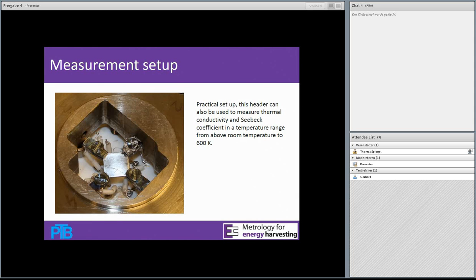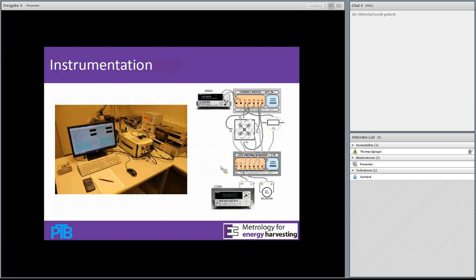The second one is the one you can see outside, close to my poster, where we have some clamps. This is the first version where we had brass clamps. Now we exchanged them to pure copper clamps, which had some advantage from the contact resistance. And this setup also made it possible to do some heating up to 600 Kelvin. This is the measurement instrumentation used for this.